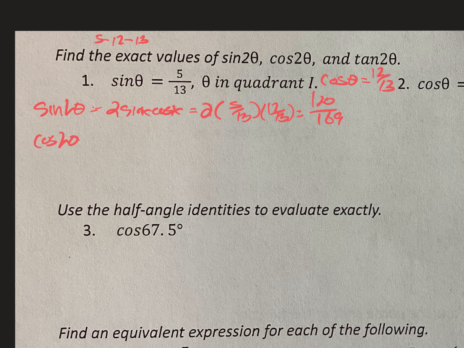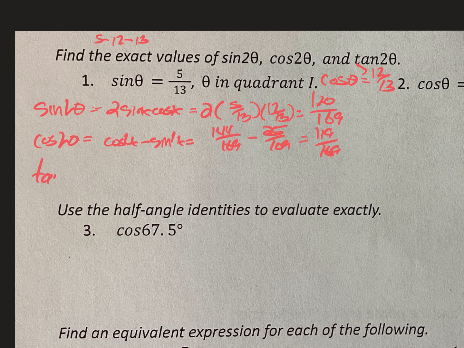Cosine 2 theta, you have 3 options on your sheet. You can use any of them that you want to. I'm going to go ahead and just do the first one, cosine squared minus sine squared. Doesn't matter which one you pick. Cosine squared is going to be 144 over 169. That's 12/13 squared. 5/13 squared is 25 over 169. If I subtract those two, I get 119 over 169.